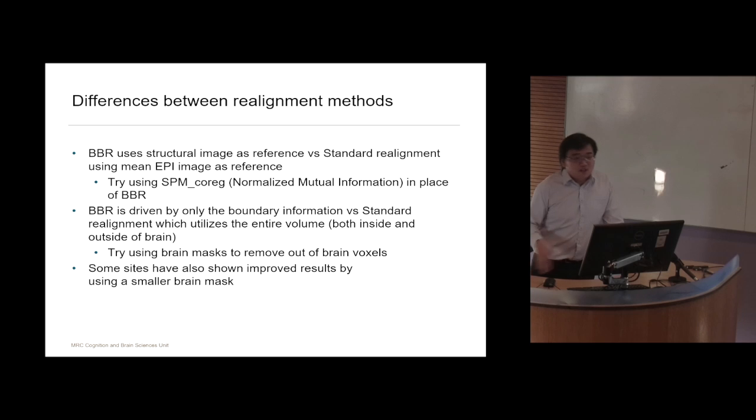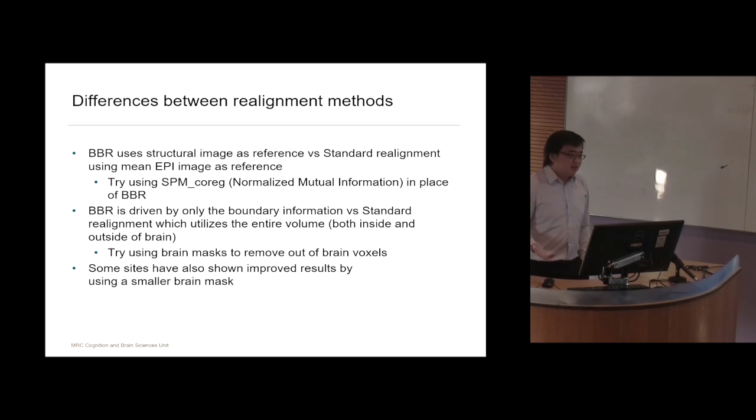Firstly, BBR uses a structural image. What this means is that the structural image is acquired at much more detail. So it could be that this higher detail level allows your realignment to be better. One alternative that I tried subsequently was to use SPM co-register to the structural in place of BBR. So for the entire pipeline that I showed you previously, you still do the same thing. You do SPM co-registration for each volume to the structural and see whether this generates a better realignment.